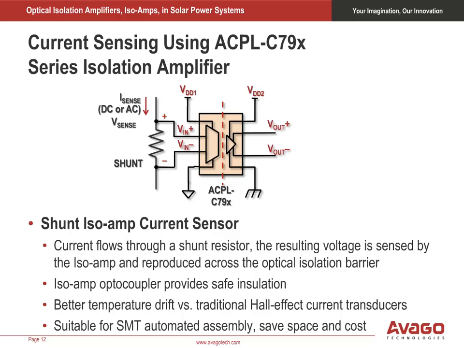This shunt-based current sensing method uses a precision, high-power, low-ohmic value resistor to convert current, DC or AC, to a small voltage. The resulting voltage is sensed by the isolation amplifier and reproduced across the optical isolation barrier. Isolation amplifier optocouplers give safe insulation, better temperature drift versus traditional Hall effect current transducers, and are suitable for SMT automated assembly, which helps save space and cost.